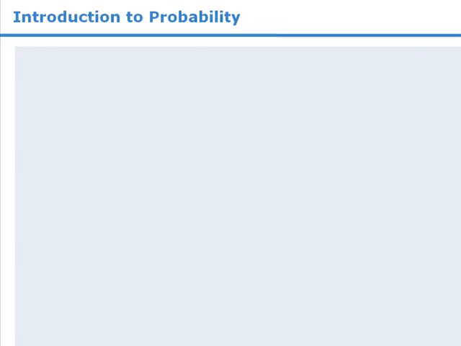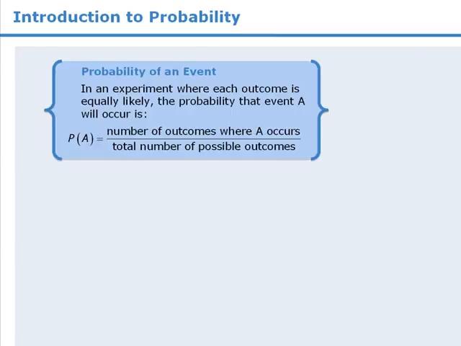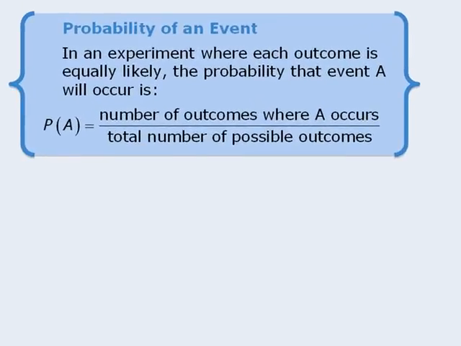Now, when dealing with situations where there are countable outcomes, we can define the probability of an event as follows. It says that if we have a scenario or experiment where each outcome is equally likely to occur, then the probability that some event will occur is equal to the total number of outcomes where that event occurs divided by the total number of possible outcomes. Let's look at an example.